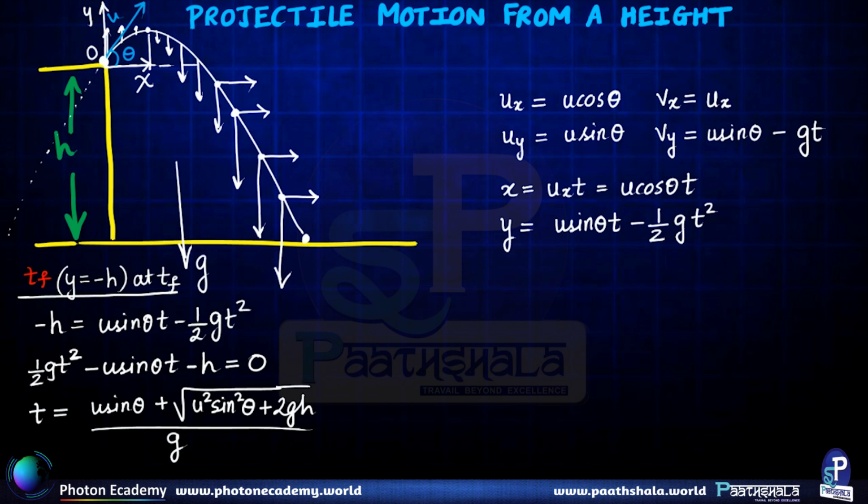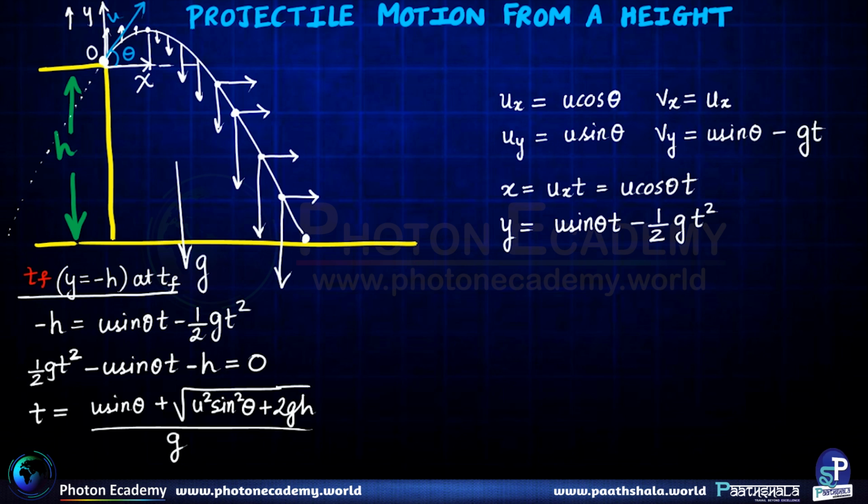That means the vertical displacement of the particle is minus h. Why minus? Because the positive direction of the y-axis is chosen to be the upward direction, and hence, since the displacement is in the negative direction, y is equal to minus h will be used for time of flight.